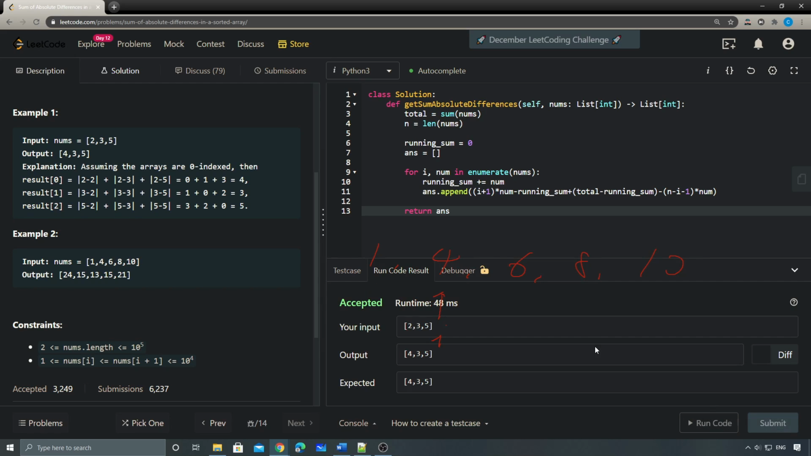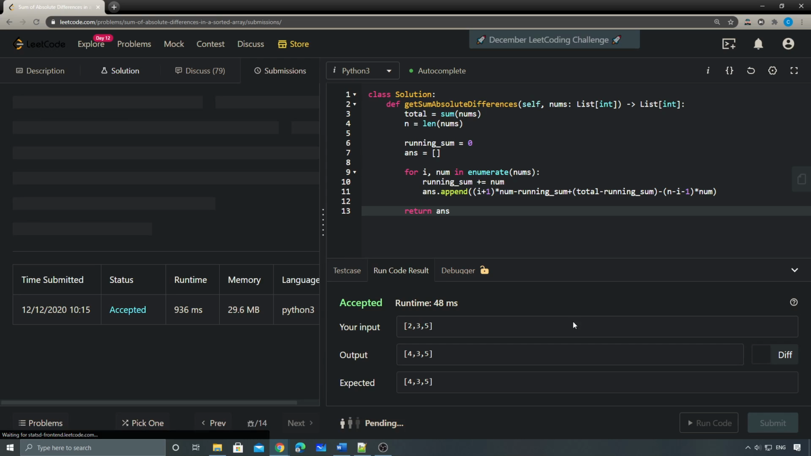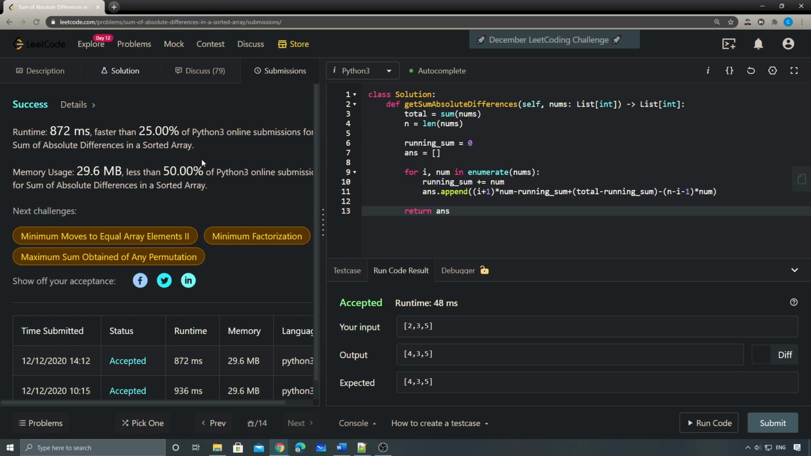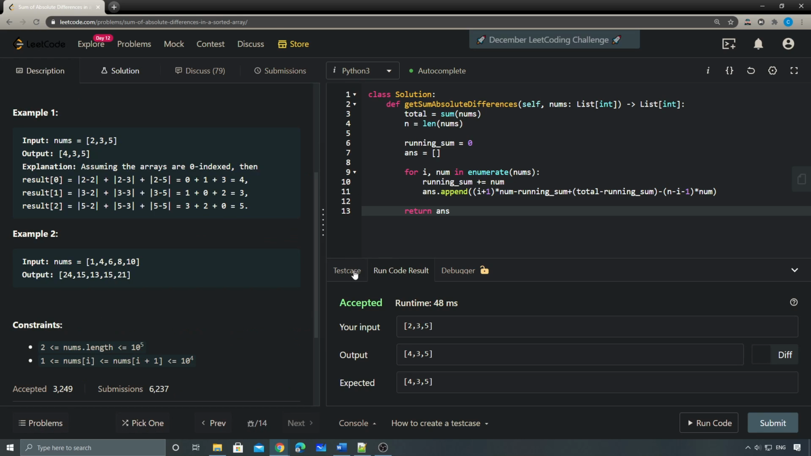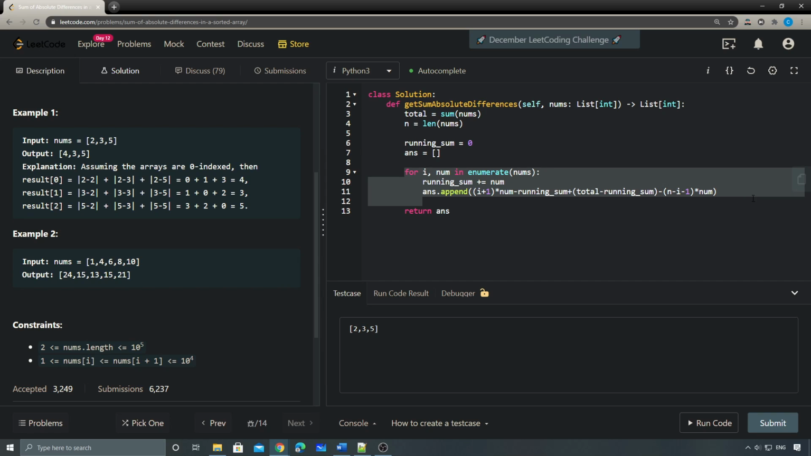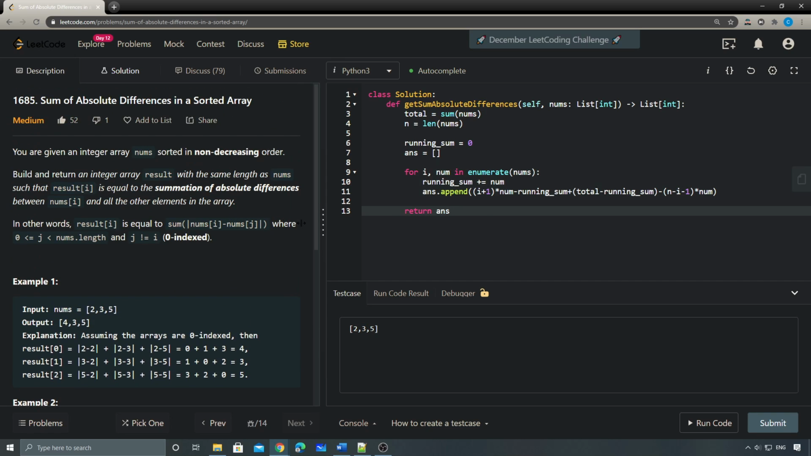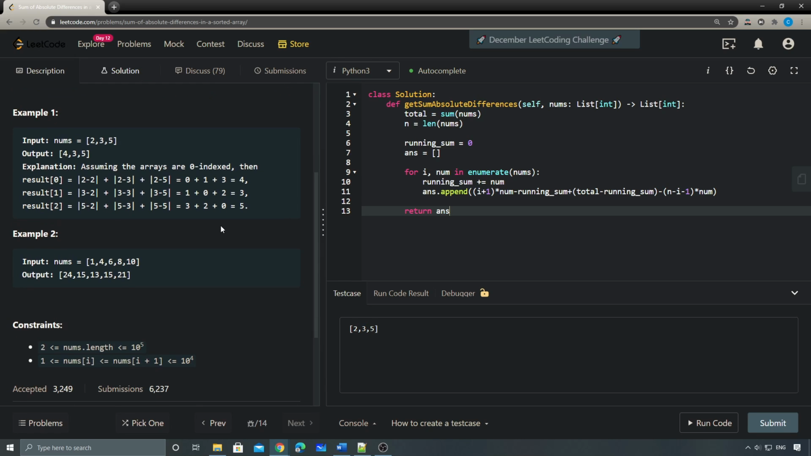So if I run the code, and submit, there you go. There you have it. And it's O(n) time complexity. It's not that hard, but I think it's a very interesting math problem, with some observations and some paperwork. I actually had to write down some calculations and examples before finding this formula.